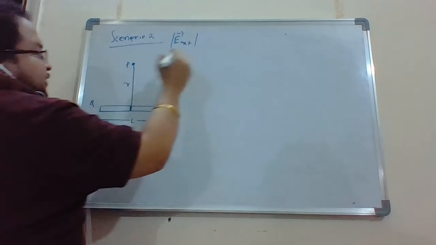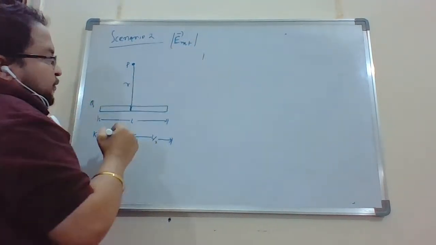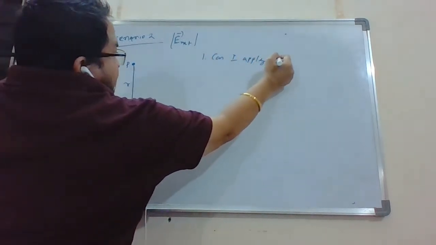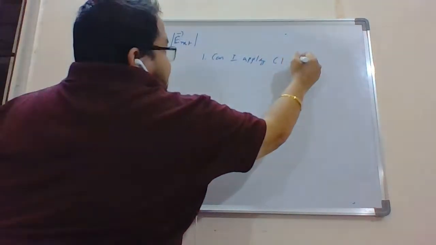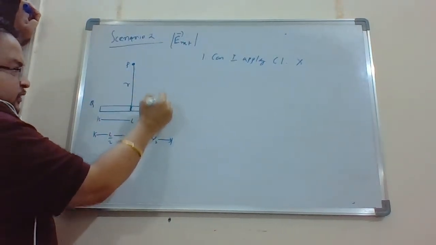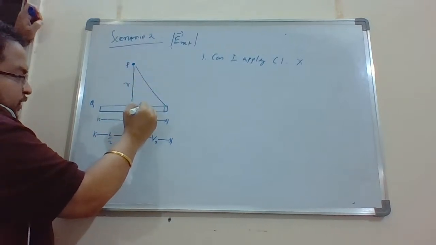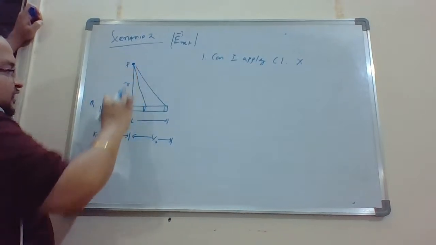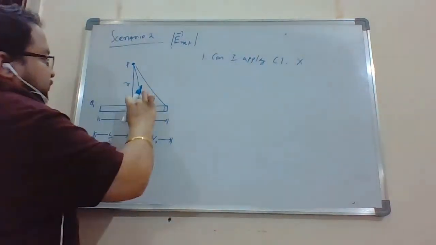Okay, let's go to step number one. Can I apply Coulomb's law? The answer is no, for the fact that again the distance of this part will be this much, but the distance of this part will be this much, and the distance of this part will be exactly r, which varies a lot. So which means I cannot apply Coulomb's law.